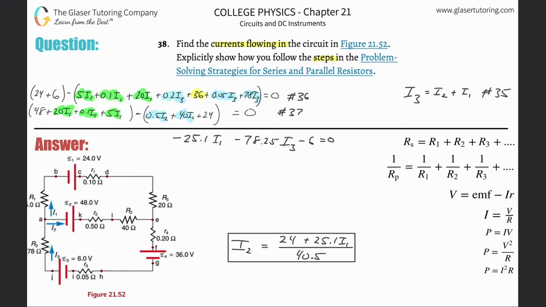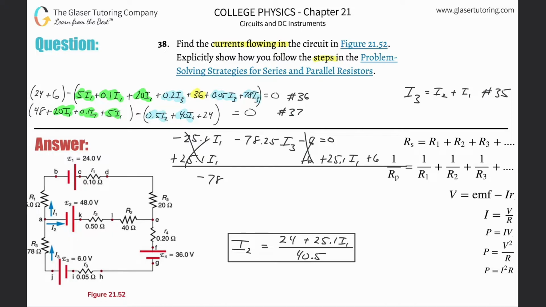Okay, so that means I have to add my 25.1 I1 to both sides, right? So here's the equal sign. So I'm going to add it then to 25.1 I1. And then I have to get rid of the 6. So I'm going to add the 6. Right, that cancels, and then I have to add my 6 to the other side. So I'm going to get something that looks like this now.